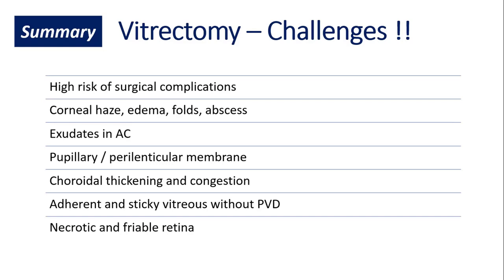And there are pupillary and perilenticular membranes. The most important thing is that the choroid will be very thickened in fulminant infection, so you have to use a longer cannula and see the tip of the cannula inside the eye, otherwise we will complicate the surgery. The vitreous is also very sticky and there will not be a PVD, especially in children, and it is difficult to remove. And the retina, because of the infection, will be very friable, so we should be very careful not to create any iatrogenic detachment or worsen an existing detachment.